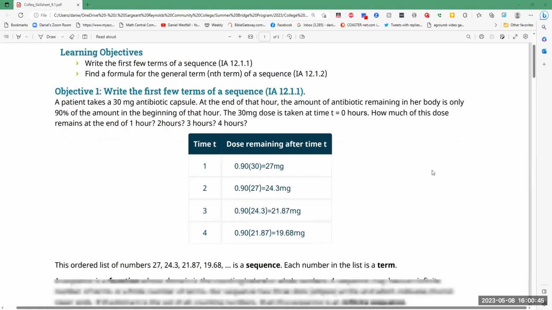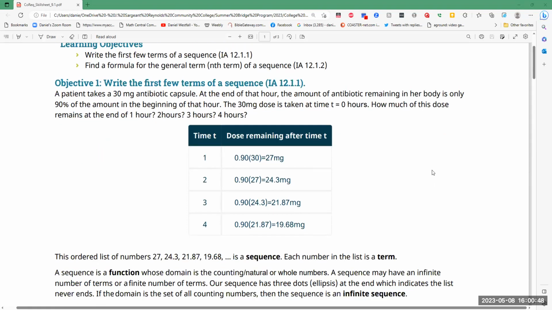So we're just going to start by talking about some examples. We'll come back and talk about more specific examples of different types of sequences, but the first one we're going to look at is going to be about a medication. A patient takes a 30 milligram antibiotic capsule. At the end of that hour, the amount of antibiotic remaining in her body is only 90% of the amount in the beginning of that hour. The 30 milligram dose is taken at time equals 0 hours. How much of this dose remains at the end of 1 hour, 2 hours, 3 hours, 4 hours?